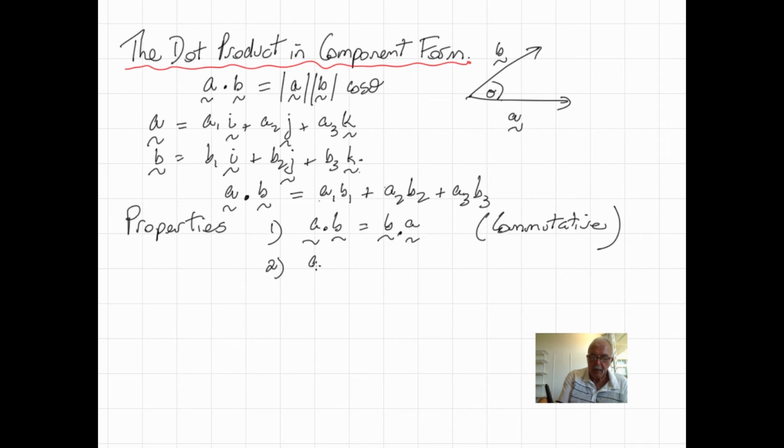Second, if you've got A dotted with B plus C, the dot product is distributed over everything inside the bracket. So A scalar product B plus A scalar product C. Because the A is distributed over everything inside the bracket, we call that the distributive law.